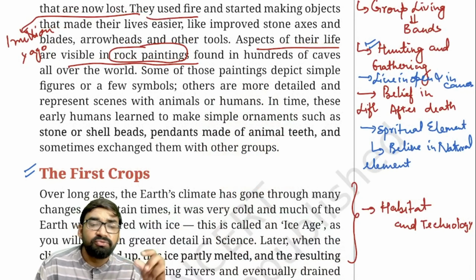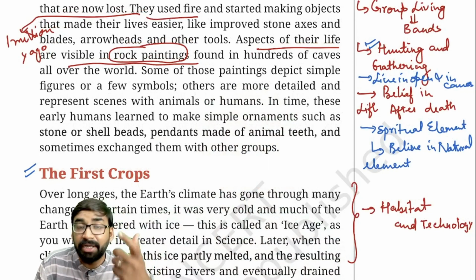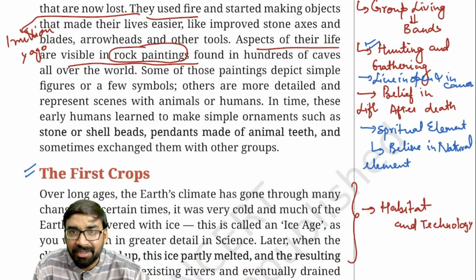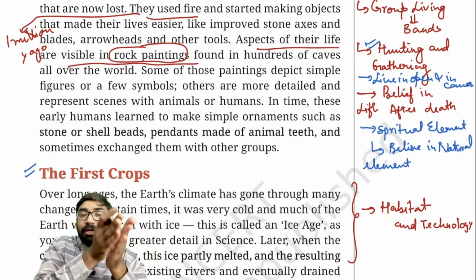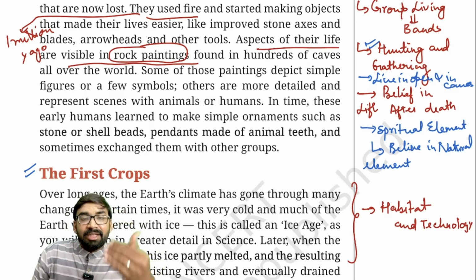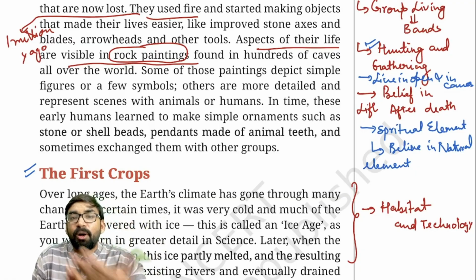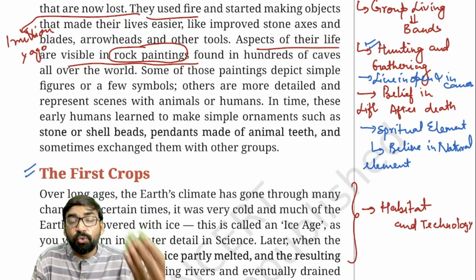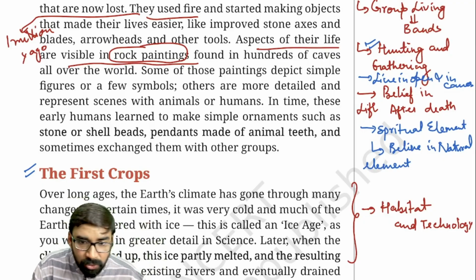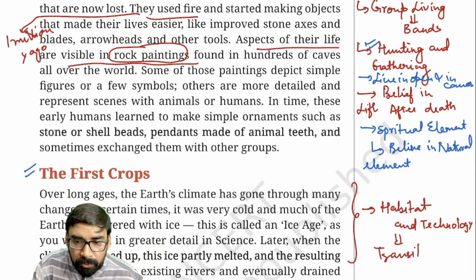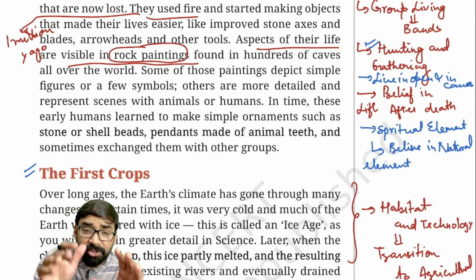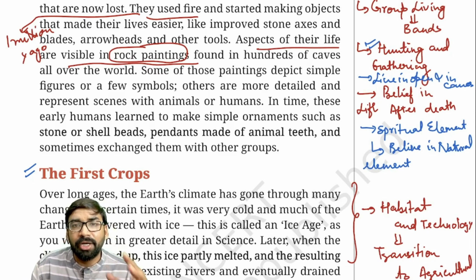Now the first crops, this is something which is related. Early humans were hunter and gatherer. This is a transition. A human who was hunter and gatherer started producing crops, which means started agriculture, became food producer. है ना? So this is considered as transition to agricultural society. So this paragraph is related to transition to agricultural society.